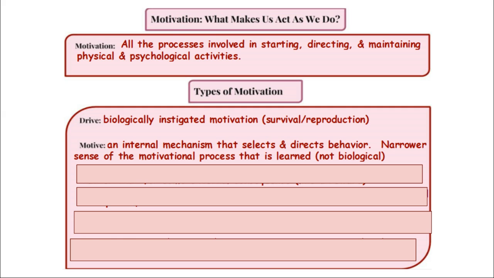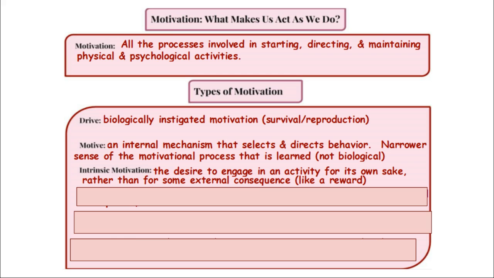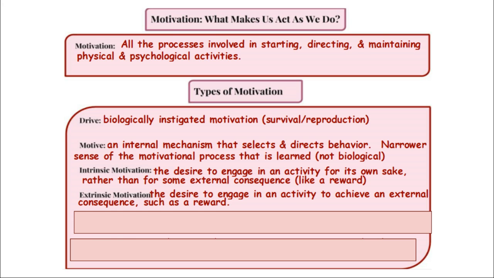You could talk about motives, that's the internal mechanism that selects and directs behavior, a narrower sense of the motivational process that is learned and not biological. You can also get into talking about some specific types of motivation. Intrinsic motivation, that's the desire to engage in an activity for its own sake rather than for some external consequence, meaning that you're doing something because you love it and you don't need the reward for doing it. Whereas extrinsic motivation, the desire to engage in an activity to achieve some kind of external consequence, you want the reward, you want the sticker.